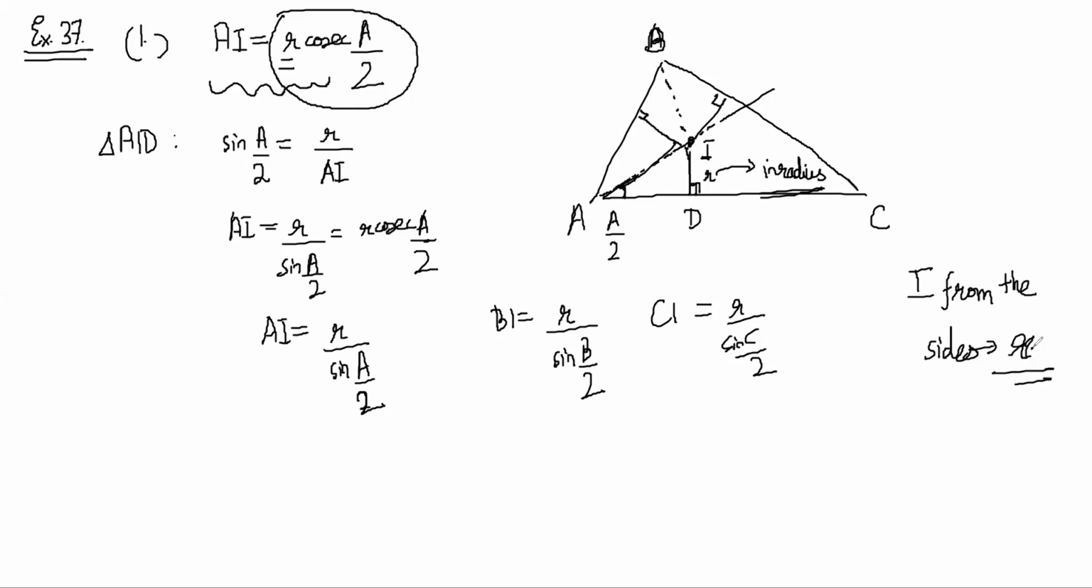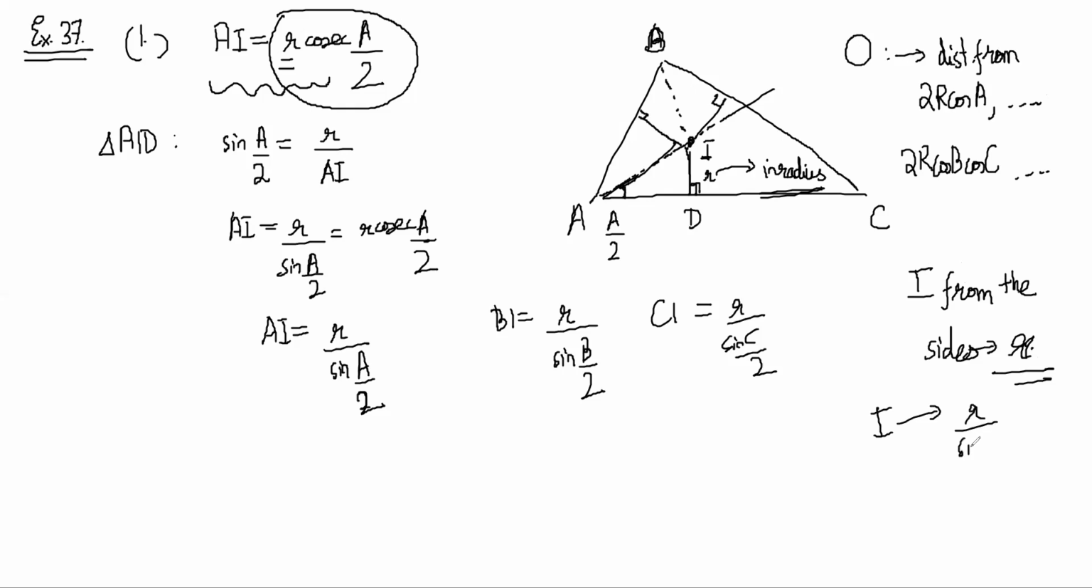Just the same way that for the orthocenter we had done the distance from the vertices, which was 2R cos A and so on, and the distance from the sides was 2R cos A cos B cos C. Similarly, the distance of the incenter from the vertices is r by sine A by 2, and the distance of the incenter from the sides is small r.